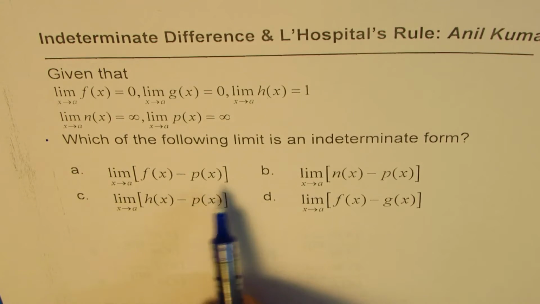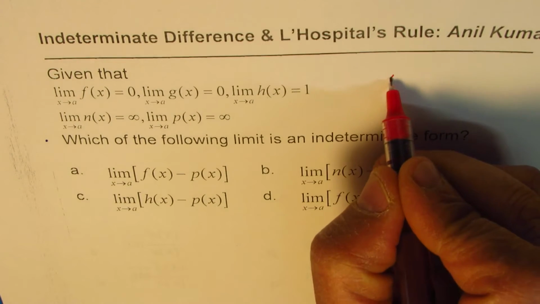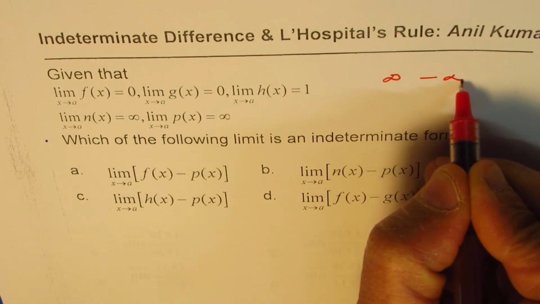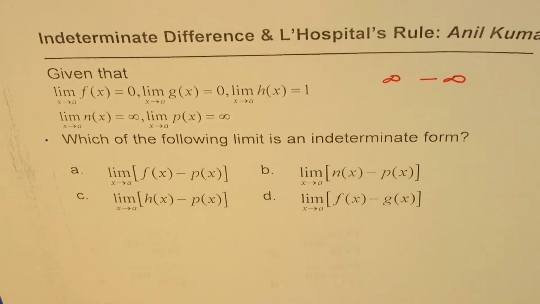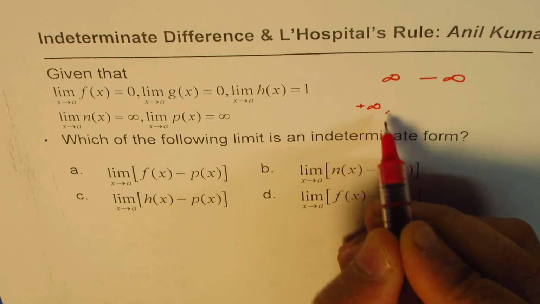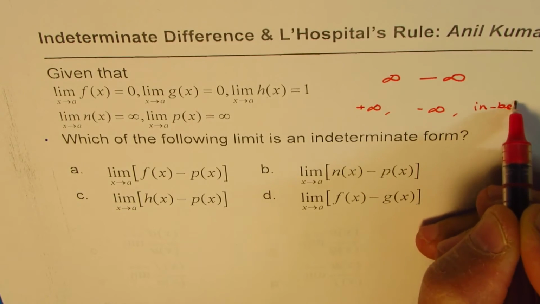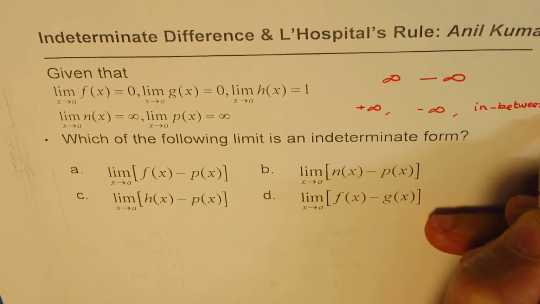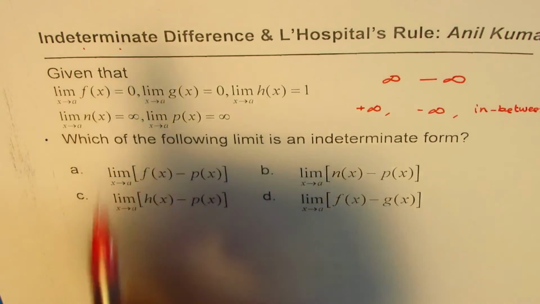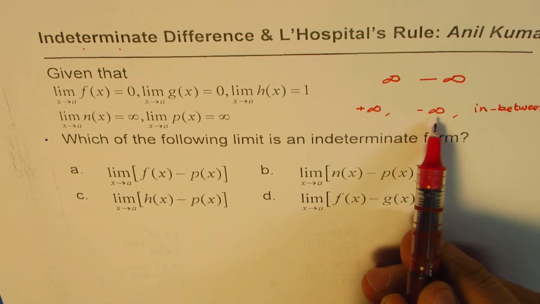So when we are talking about difference, in that case, the indeterminate form is infinity minus infinity, right? If it is infinity minus infinity, we are not very sure whether the result will be positive infinity or negative infinity or in between, right? And that makes it indeterminate. So infinity minus infinity is what we are looking into.